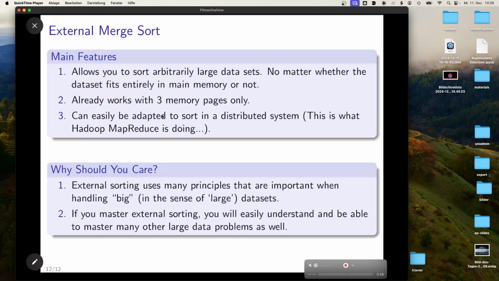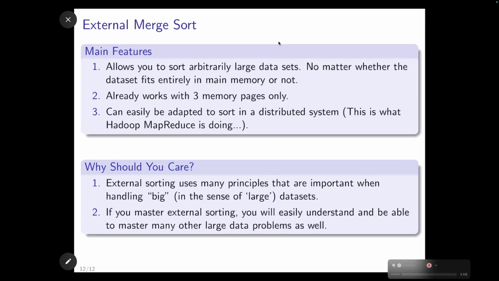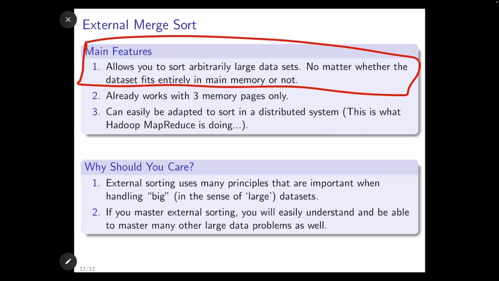Okay, so with that, let's look at a concrete algorithm. External merge sort. This is an external sorting algorithm. There are more, but this is one of the most important ones. This allows you to sort arbitrarily large data sets, no matter whether the data set fits entirely in main memory or not. For you young folks, it's really hard to imagine, but there was a time when data didn't fit into main memory. That really was a time, hard to believe. Back then, those were the days. But sometimes data sets are like that.